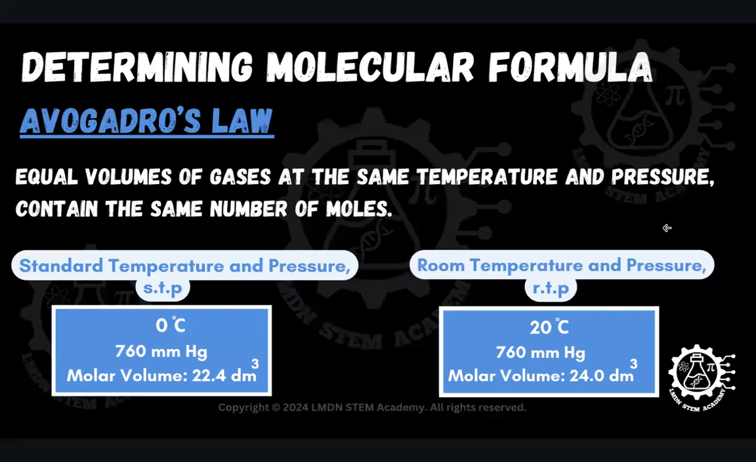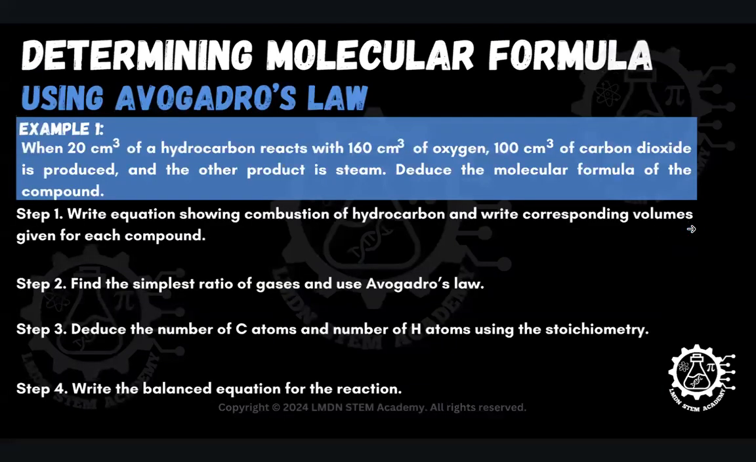So what we're going to do right now is take our first example, example 1. When 20 cm cube of a hydrocarbon reacts with 160 cm cube of oxygen, 100 cm cube of carbon dioxide is produced, and the other product is steam. So they want us to use all of this volume data to deduce the molecular formula of the compound.